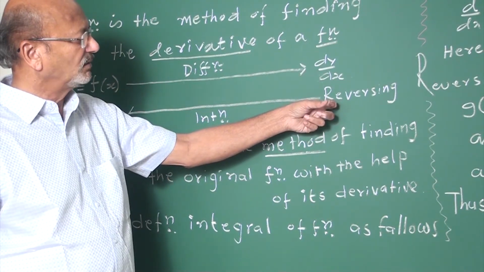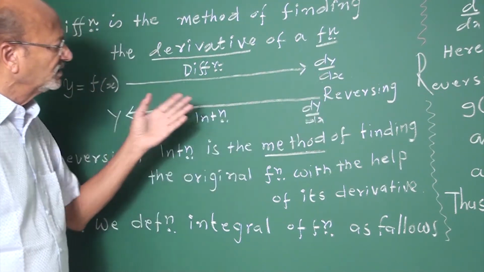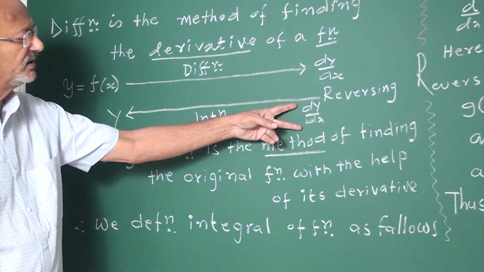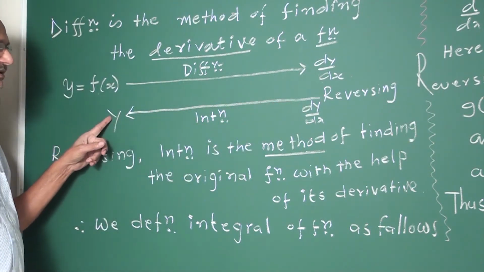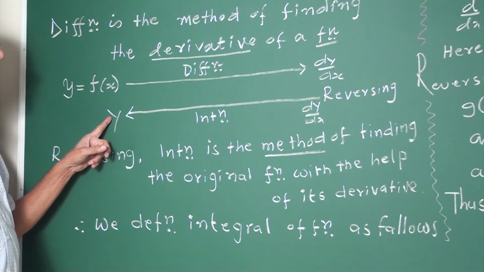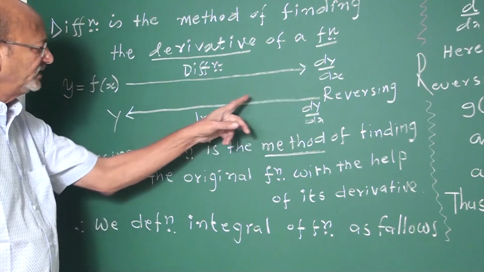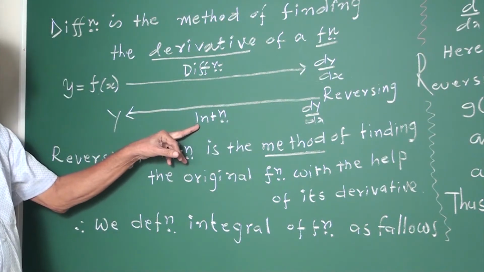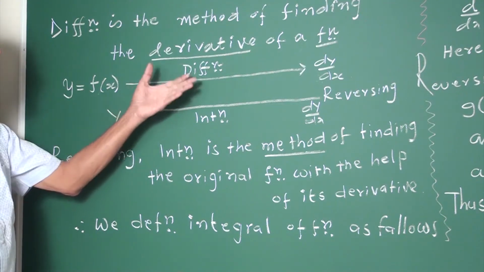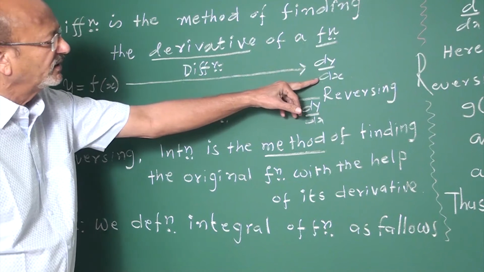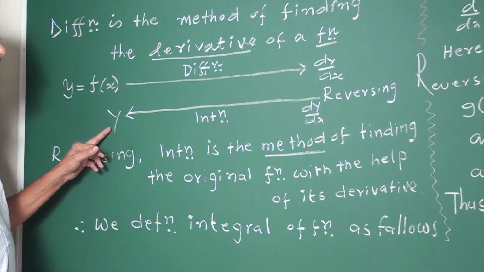At this stage, you have to reverse it. Reverse means you have to go back. The original here is dy by dx. With the help of the derivative of a function, you have to find the original function. The method of finding the original function with the help of its derivative is known as integration. We have gone from y to dy by dx, and again you have to go back from dy by dx to the original function.